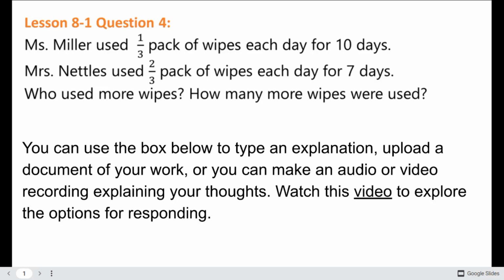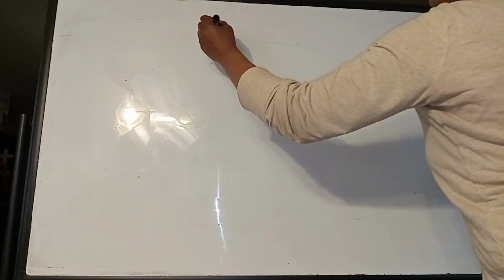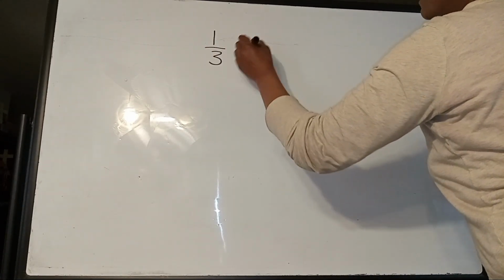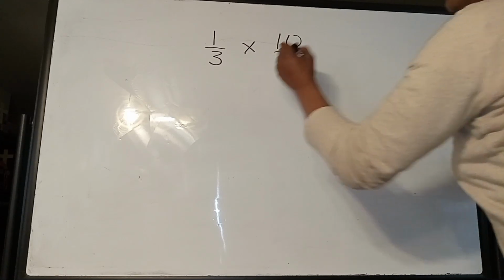All right. Problem number 4. Miss Miller used 1/3 pack of wipes each day for 10 days. Miss Nettles used 2/3 pack of wipes each day for 7 days. Who used more wipes? How many more wipes were used? All right, so this one, we got to compare these two. So our first one is going to be 1/3 times 10 over 1.